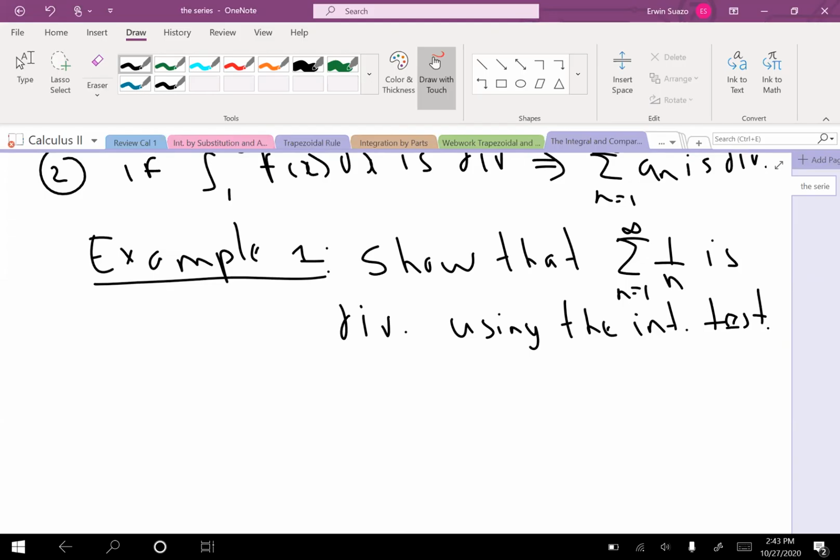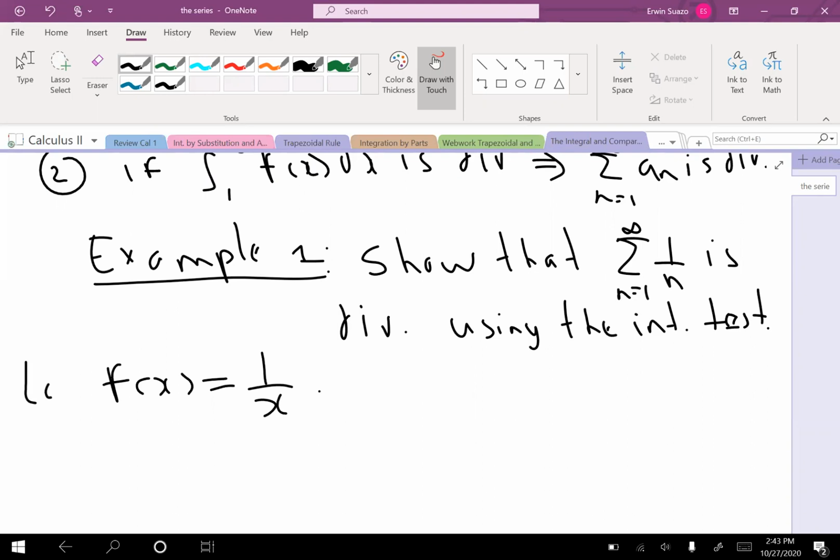So let me help you a little bit. You want to show that this series is divergent, right? Using the integral test. So what is f of x? 1 over x. 1 over n, 1 over x. That's correct. Okay. So now what do you have to do? The integral. Right, integral, but before the integral, because otherwise you're going to lose half of the points in the exam.